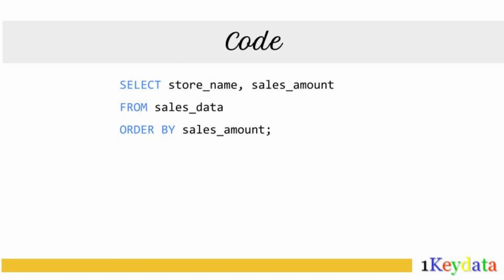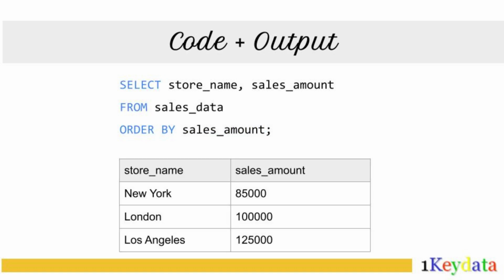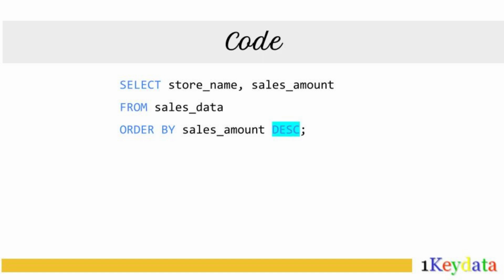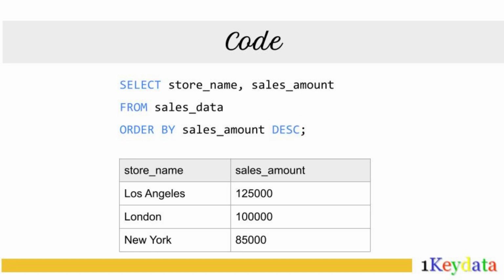Add it to your query, and SQL will sort the results by the column you specify, in this case, by sales amount. As you can see, the rows are now sorted in ascending order by sales amount. Ascending is the default sort order. Want the highest sales amounts first? Add DESC after the column name to sort in descending order. Here's the output.